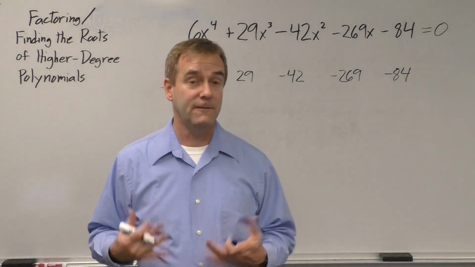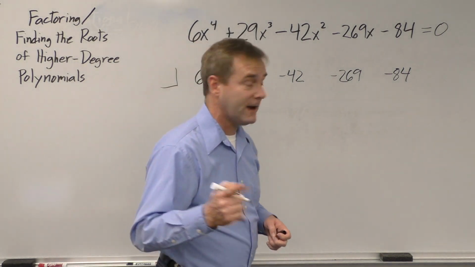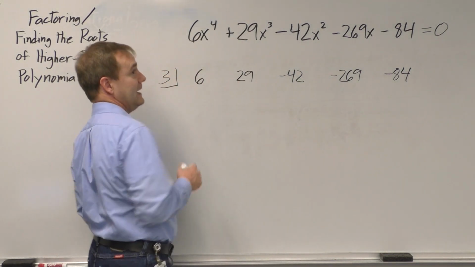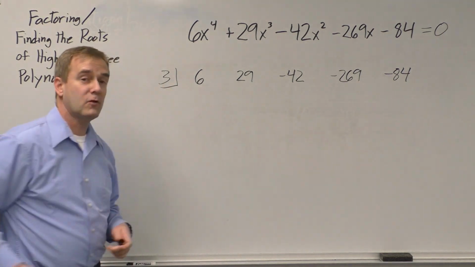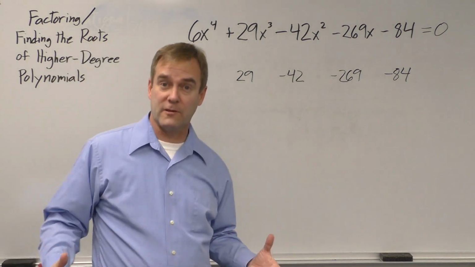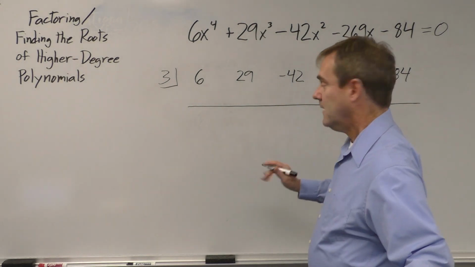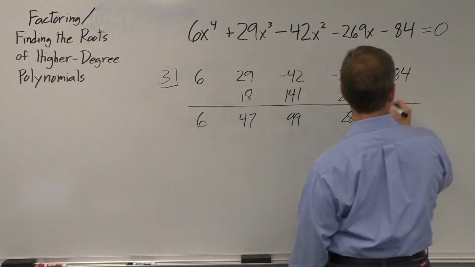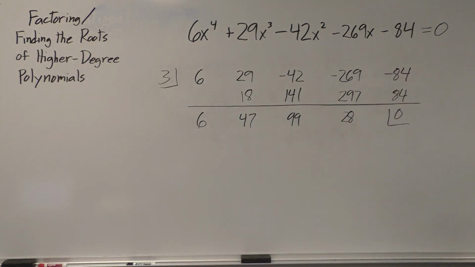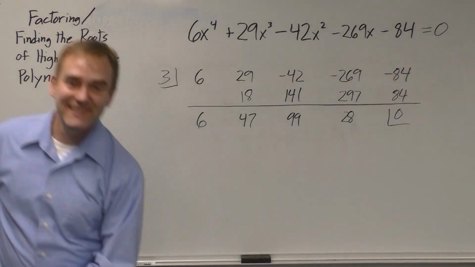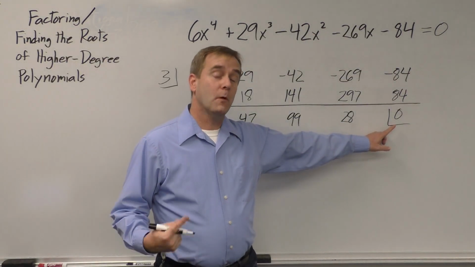If I synthetically divide x minus 3, because that would be my factor, then that means I'm dividing 3, the root, out of these coefficients. Let's see if it works. Ha! It worked! It worked! It worked! We got no remainder.